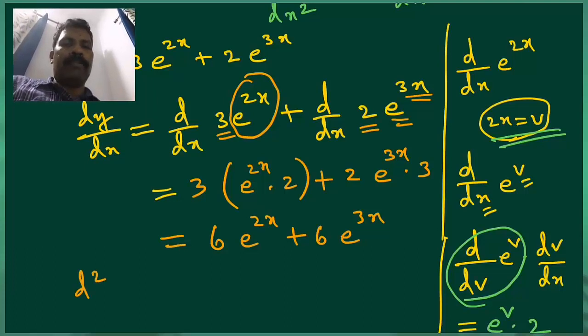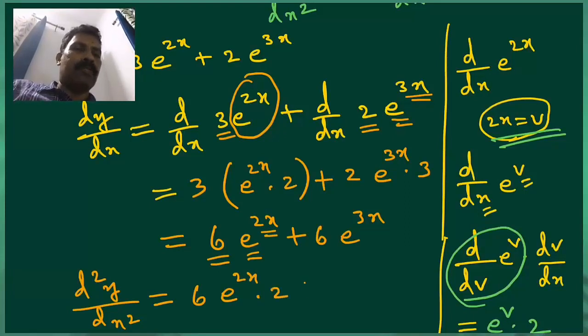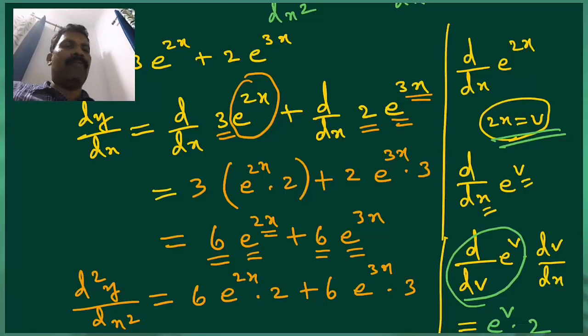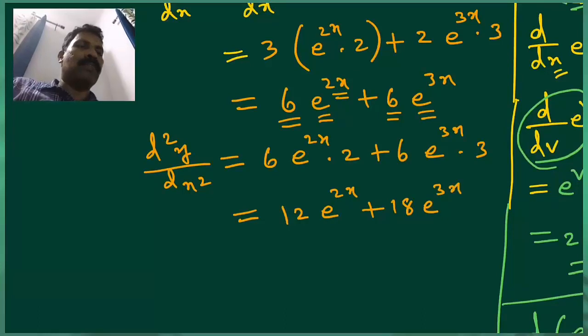Again you have to find d square y by dx square, that is second derivative. Now it is very simple. 6 you can take outside, then looking at e raised to 2x, then derivative of 2x, that is 2. That's all. Then again 6 outside, then e looking at you can write same, so e raised to 3x copy paste, then derivative of 3x, that is 3. So this way very easily we can find the derivatives. That is equal to 12 e raised to 2x plus 18 e raised to 3x. So this is your second derivative.